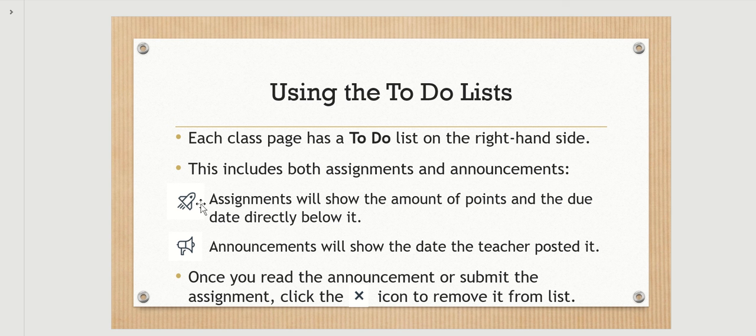Assignments will show with this little rocket ship symbol, and underneath the name of the assignment will show the amount of points, usually 100 points, and the due date directly below it. Announcements will be shown with this icon of a bullhorn and the date the teacher posted it. Now, once you read the announcement or submit the assignment, you can click the X icon and remove each item from the list. Let me show you what this looks like.